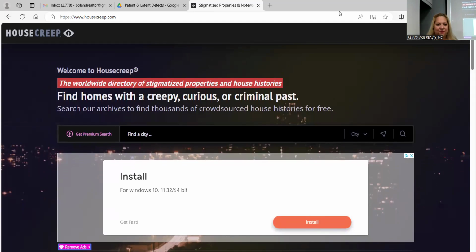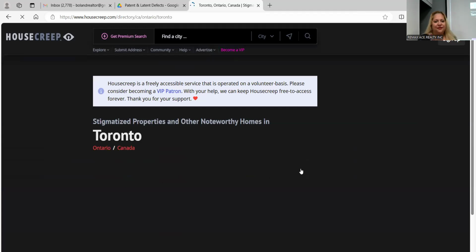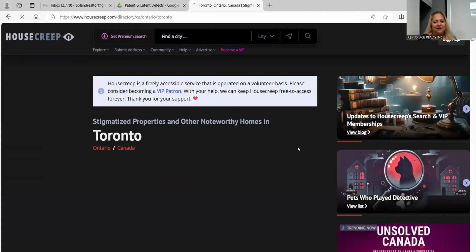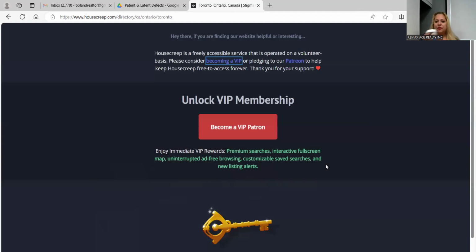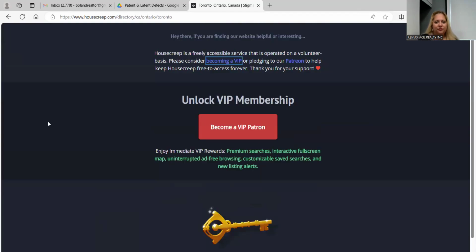So this is House Creep, okay? Search the archives. It's telling you to find a city, but you can usually type in just an address. Let's go to Toronto. Like when you Google the house address, right? Sometimes people register the house for their makeup or basement-based salon. Yeah, that also pops up, right?